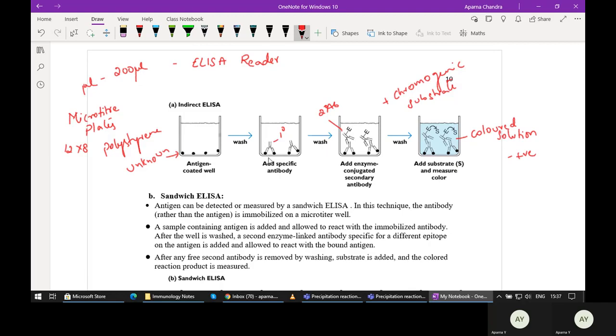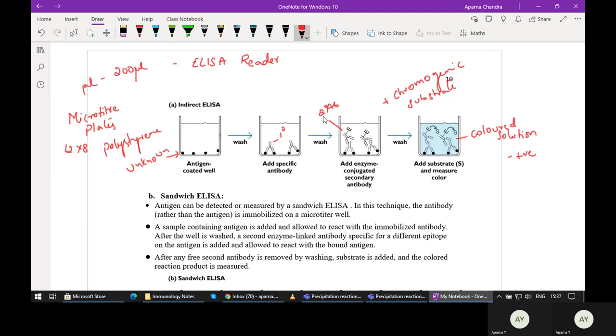Will the antibody bind to the well simply? It will not bind. Only if antigen is there, it will bind. So what is the next step? Wash. I told you washing is a very, very important step here. So what is happening in the second step? Because there is no antigen to bind, the antibody that is free here also gets washed off.